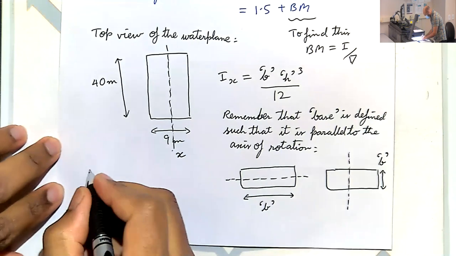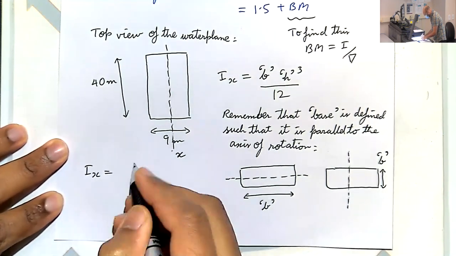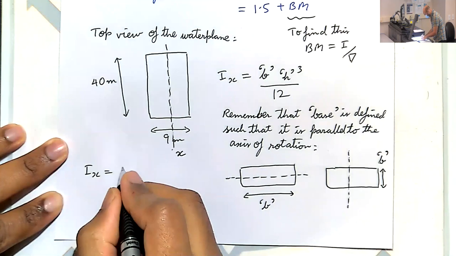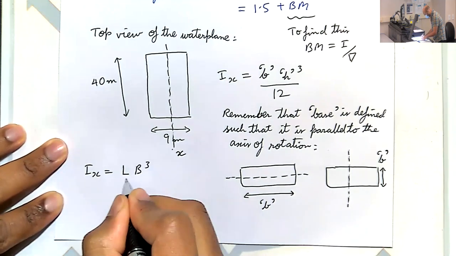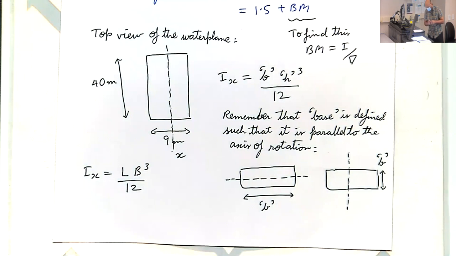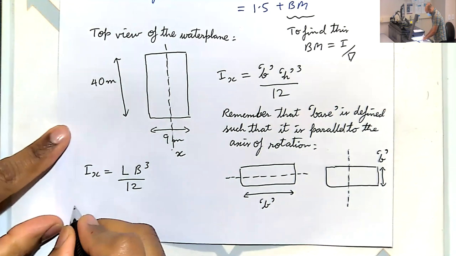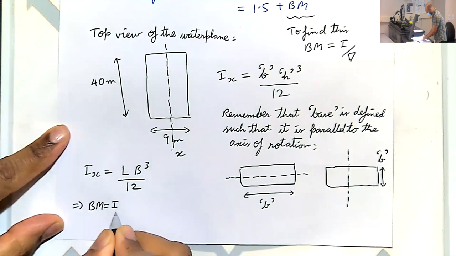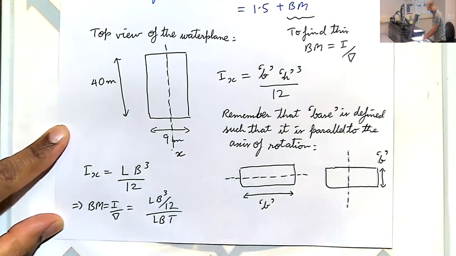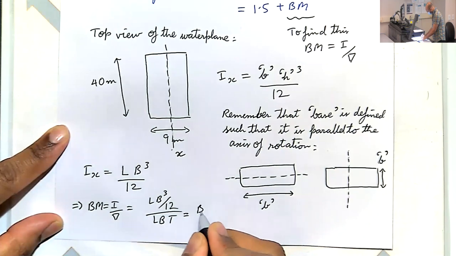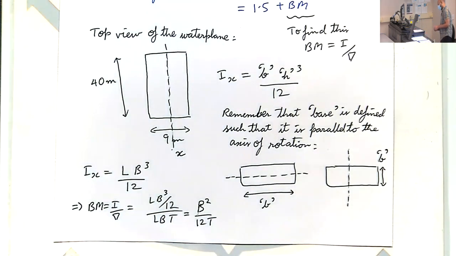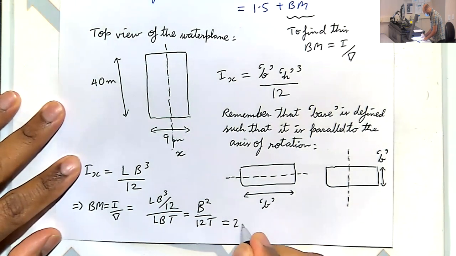So in our case, what is Ix? Ix is, base is beam. Oh, no, I made the mistake. Base is L, right? Base is L and B cubed over 12. We have the numbers, L is 40, B is 9. We use this to compute BM is I over NABLA, LB cubed over 12 divided by LBT. And when you compute this, you will get 2.25 meters.